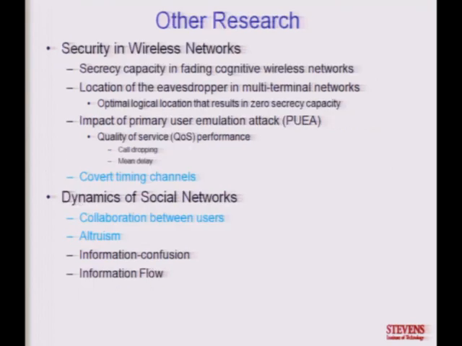Some of the other research which I'm working on are these, and we specifically focus on these topics. On covert timing channel, collaborate, this is in social networks. So in wireless networks, I work on secrecy capacity, location of the eavesdropper, primary user emulation, and covert timing channels. And in social networks, these are some of the topics I'm investigating. I'll stick to these three in this presentation. And if there is interest and if people would like to know more, we can take it up.